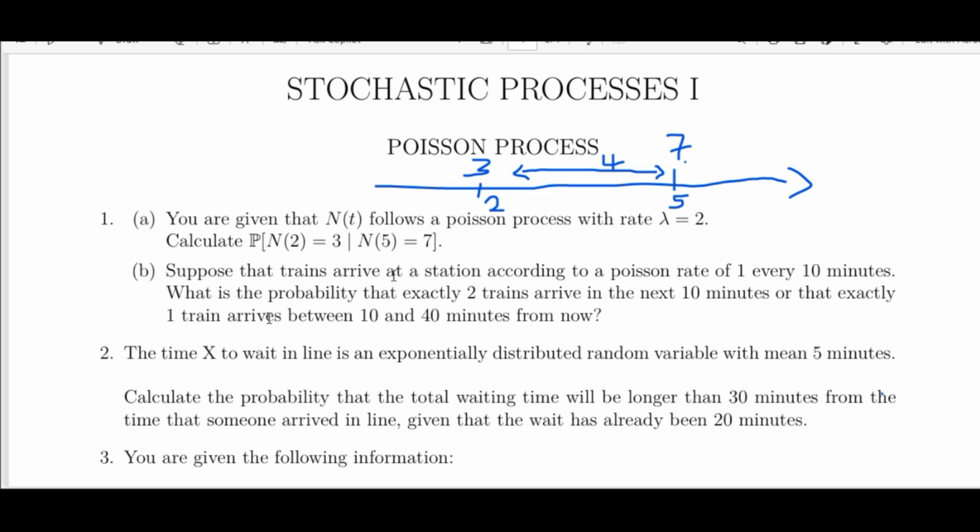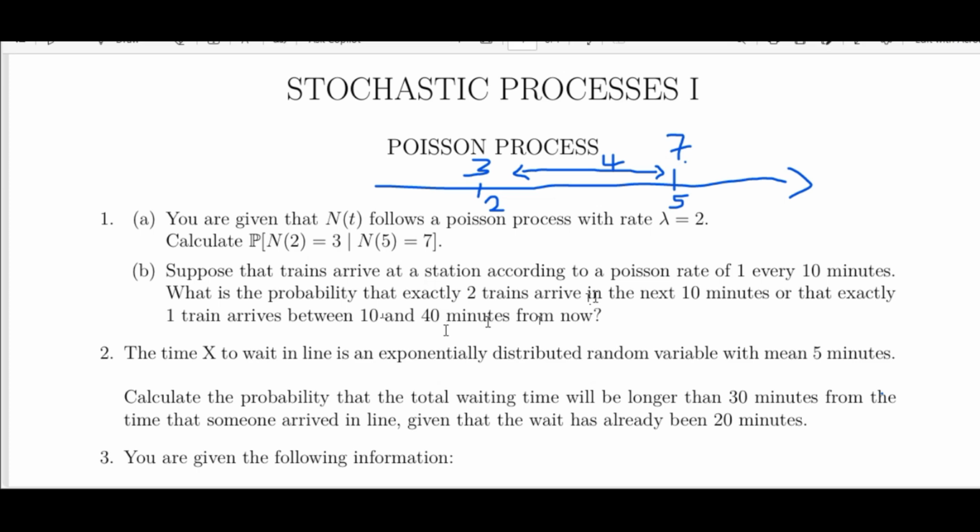So what's the probability of exactly 2 trains in the next 10 minutes? Let's look at 10 minutes and then 40 minutes, and see if they overlap. We have 10 minutes, that is from 0 to 10, and from 10 to 40. You can see that this is a continuous interval, they do not overlap. Because of that, there's independence between the first event and the second one.